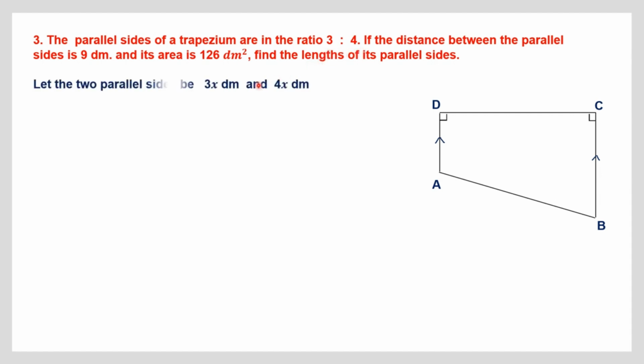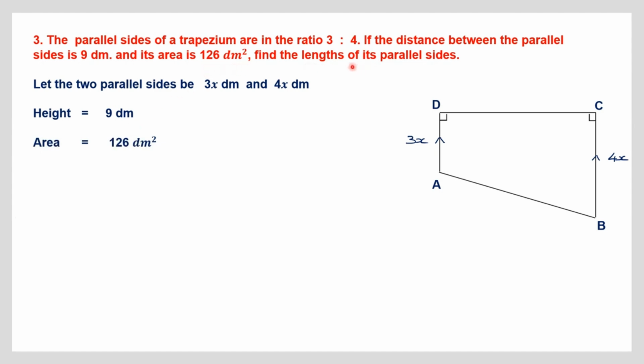So we can say let the two parallel sides be 3x decimeter and 4x decimeter. So this is 3x and this is 4x based on the ratio. Now the distance between the parallel sides is 9 decimeter. Distance is the same as height. So we are writing that as the height, and the area is also given to us as 126 decimeters square.